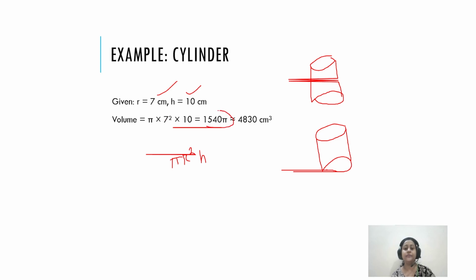Pi value is 22 by 7, which will be substituted later. 7 square is 49. So it will be 1540 centimeter cube.